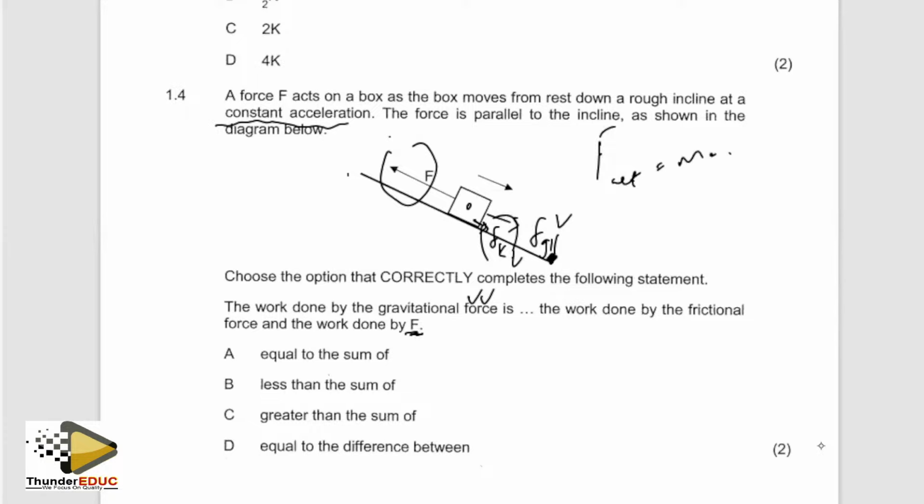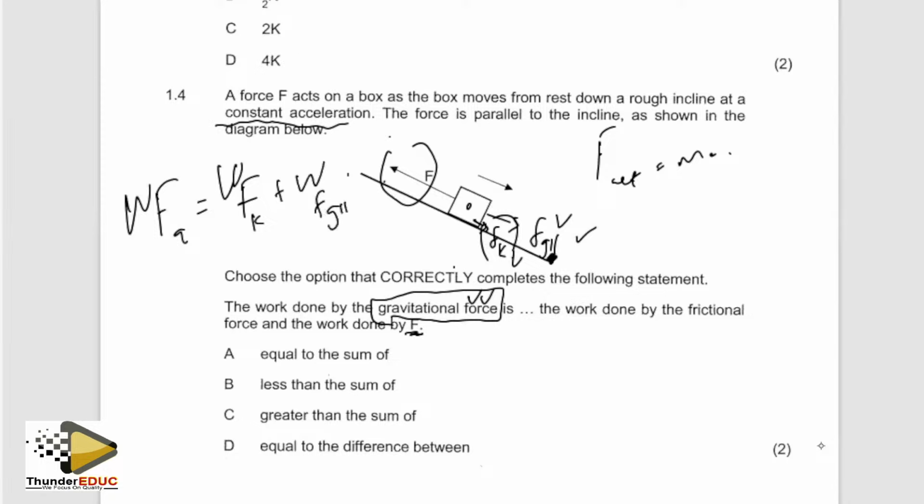Okay, so the question is focusing more on the gravitational force, which means the work done by the gravitational force must be the difference. So the force applied is equal to the work done by the frictional force plus the work done by F_G parallel. So the work done by the gravitational should be the difference between the force applied and that. But if it is the difference, is it going to be greater or is it going to be less?